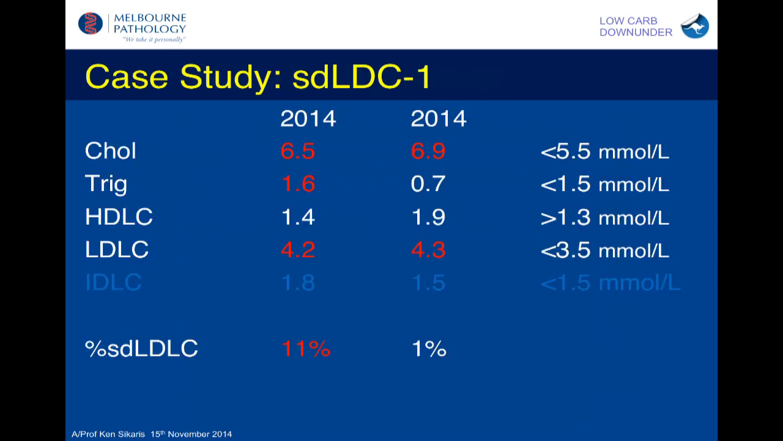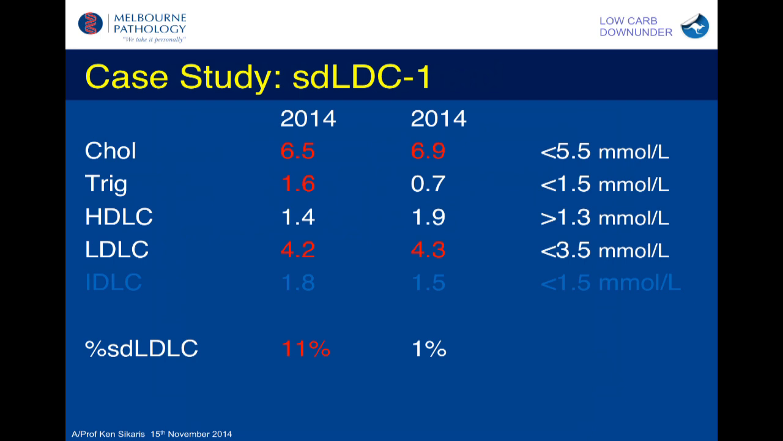Okay, so here are some results of some patients who've been on low-carb, high-fat diets, and they've changed their lipid profile. So cholesterol 6.5, triglyceride 1.6. In Australia we say that should be under 1.5 rather than under 1.8, as Jimmy said. So it's borderline at best. And the HDL is 1.4. The LDL, which is what the doctor's really worried about, is 4.2. And this patient has 11% of that LDL in the small dense form.